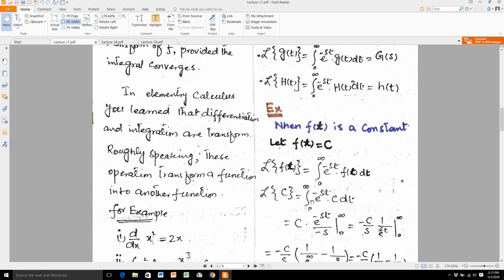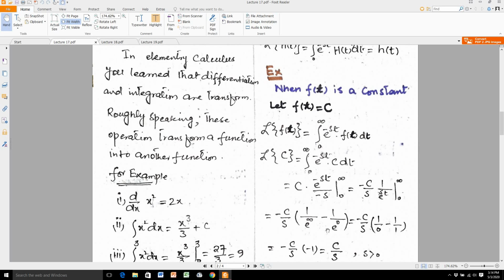This c is a constant, taken outside the integral, and then we take the integral of e raised to power minus st. It is equal to e raised to power minus st over minus s from 0 to infinity. So it is written as minus c over s, then 1 over e raised to, here the power is negative, so when I convert it into a fraction it becomes positive. When I evaluate this on the given limits, it is equal to 1 over e raised to power infinity minus 1 over e raised to the power 0.